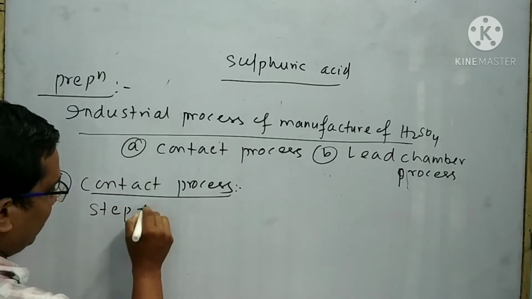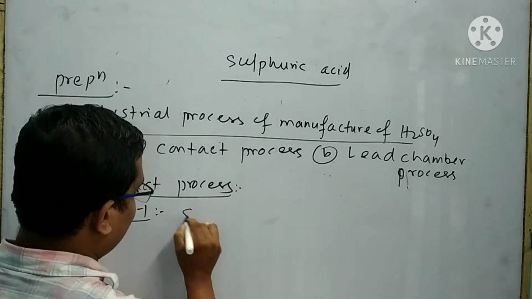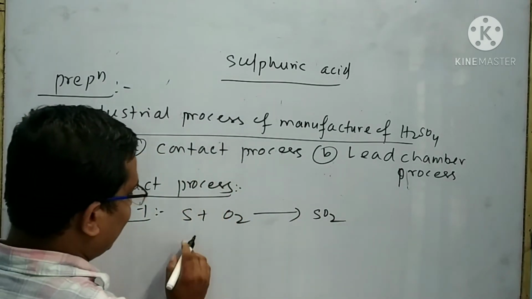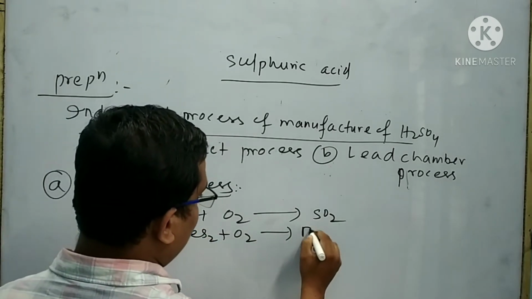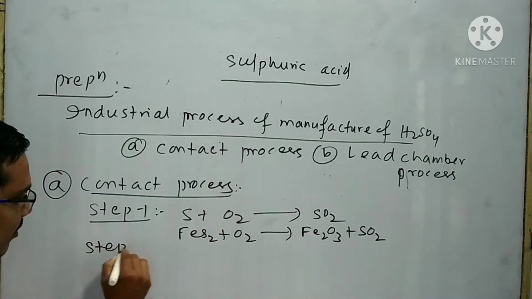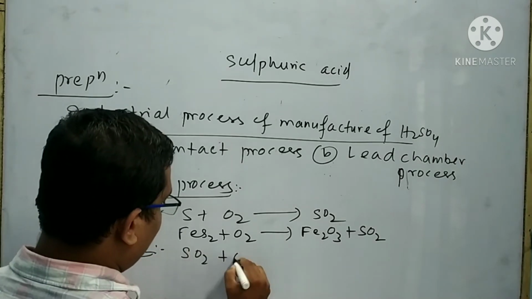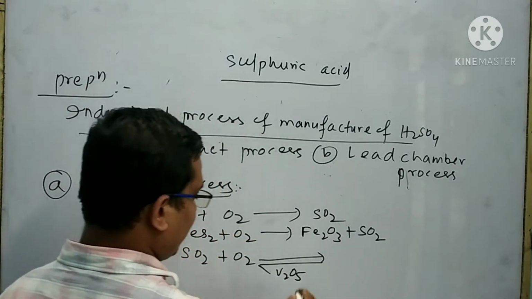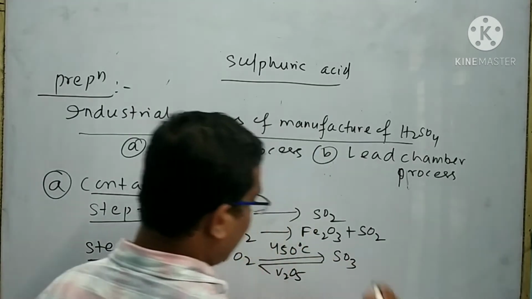Step 1 is the formation of sulfur dioxide. So I can write sulfur plus oxygen gives SO2, or you can also write the reaction like this: FeS2 plus O2 gives Fe2O3 plus SO2. Step 2 is the formation of sulfur trioxide. SO2 plus O2 in the presence of V2O5, temperature is 450 degrees centigrade, gives sulfur trioxide.